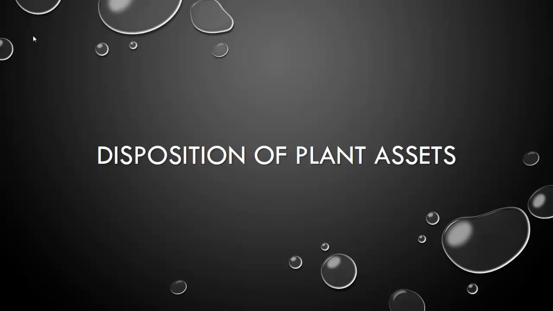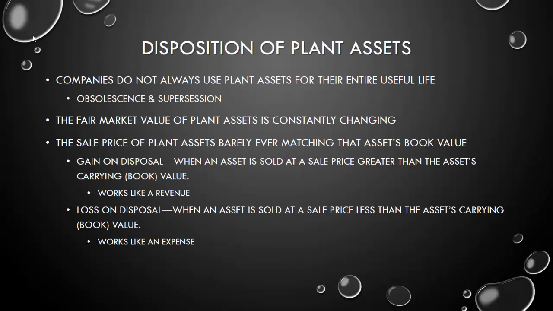Well, what happens when a company disposes of a plant asset? They get rid of a building, or they get rid of equipment, or they get rid of furniture. How do you take it off your books? Well, they call that the disposition of plant assets. Plant assets are disposed of.